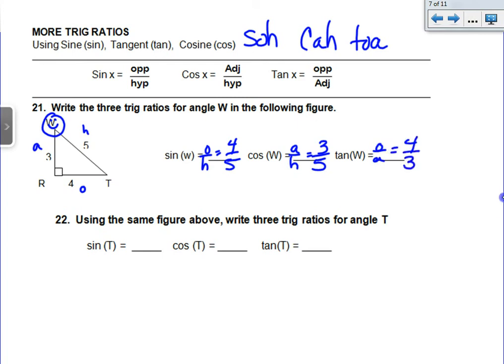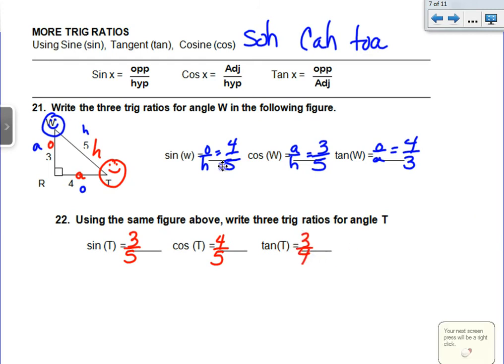Now we're going to do that same figure, but this time I want you to stand at angle T as your reference point. The hypotenuse is still the hypotenuse, but the opposite and the adjacent legs have now switched. So sine of T should be opposite over hypotenuse for T, and that would be 3 over 5. Cosine of T would be adjacent over hypotenuse, so that's 4 over 5. And tangent of T would be opposite over adjacent for T.